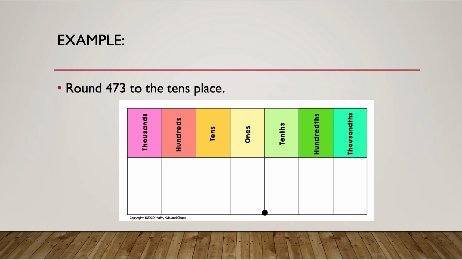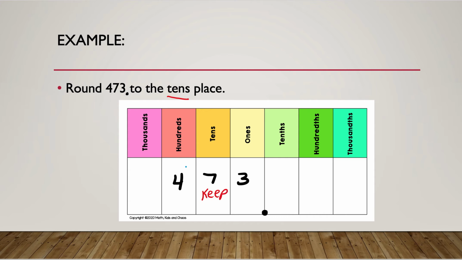Okay, we have a couple more. So 473 to the tens place. Okay, so notice that there's no decimal in 473. If there's not a decimal, we assume the decimal place sits here at the right of the number. All right, so I have 473.473. All right, let's identify the place value that we want to keep. We want to keep the tens place. So that is here.